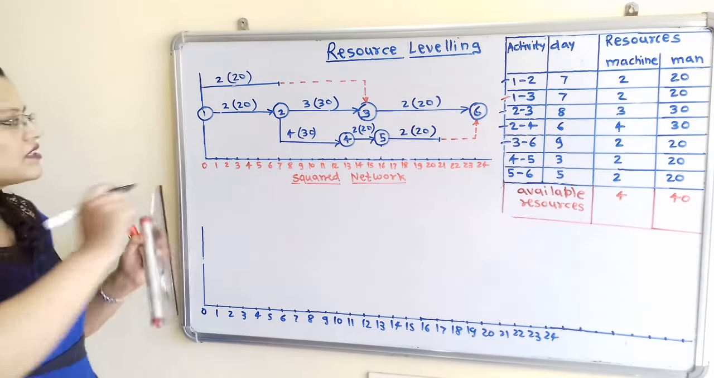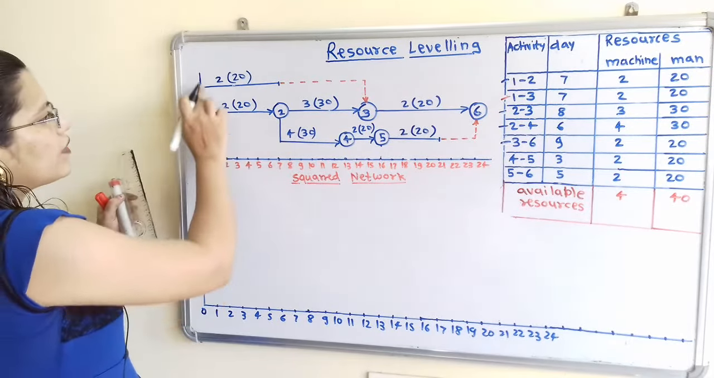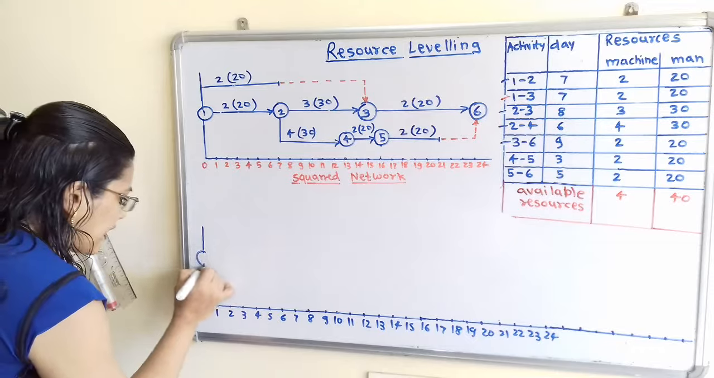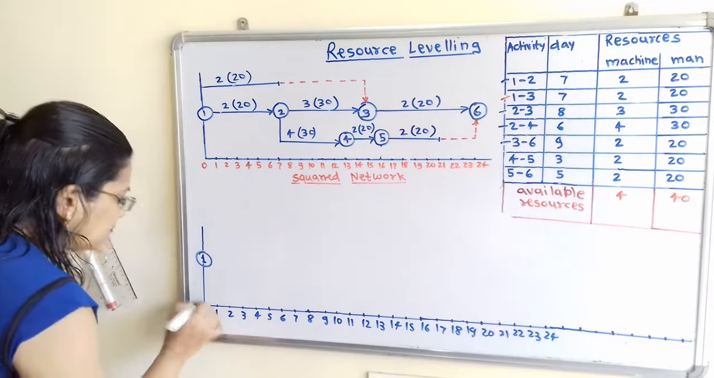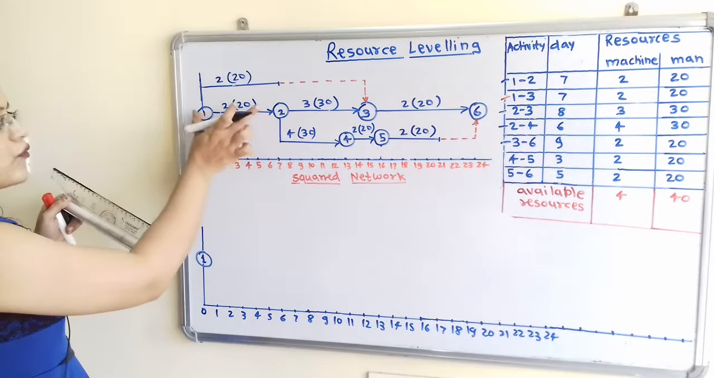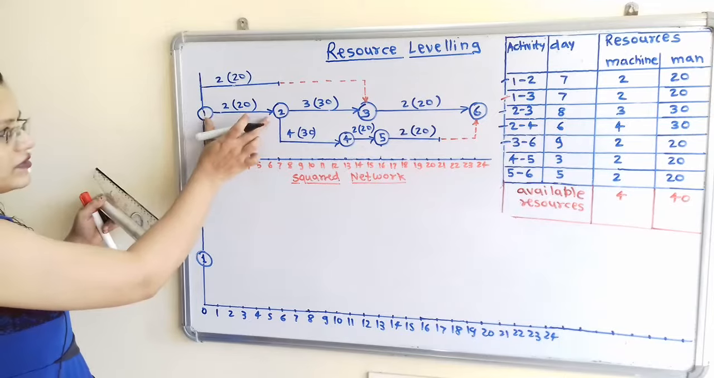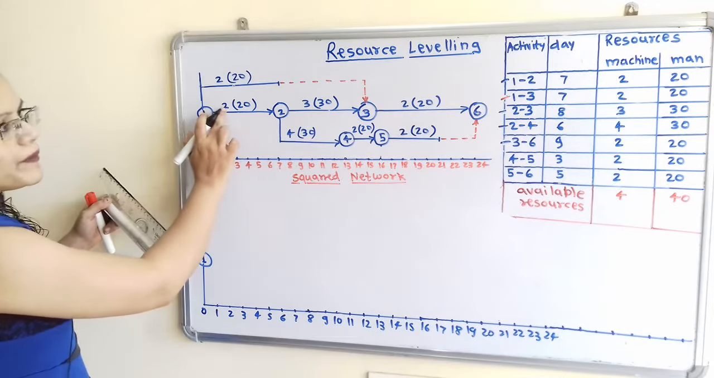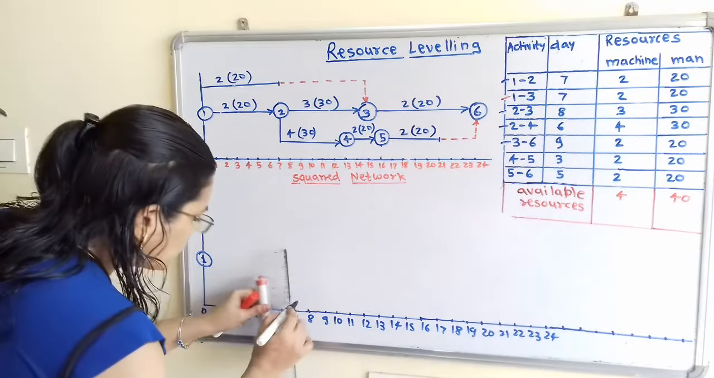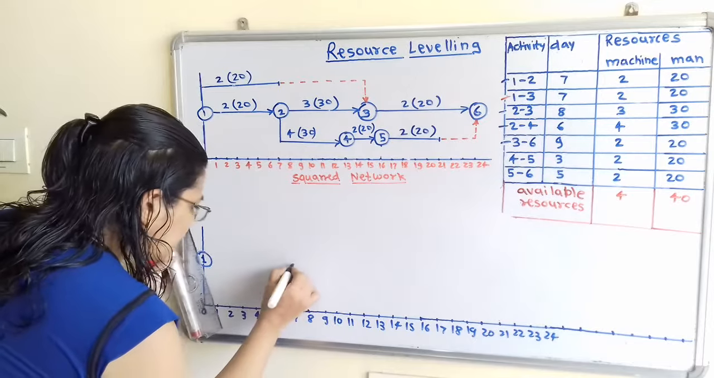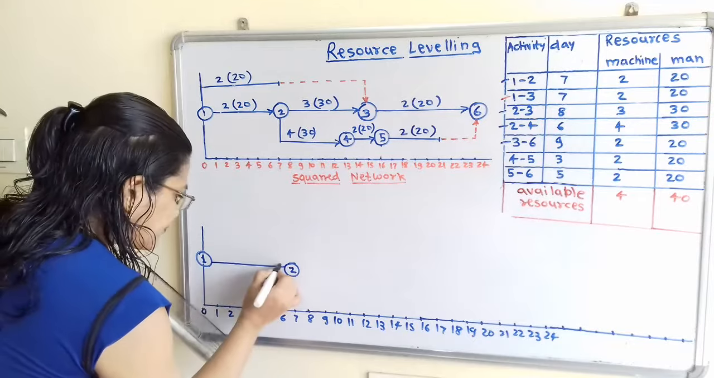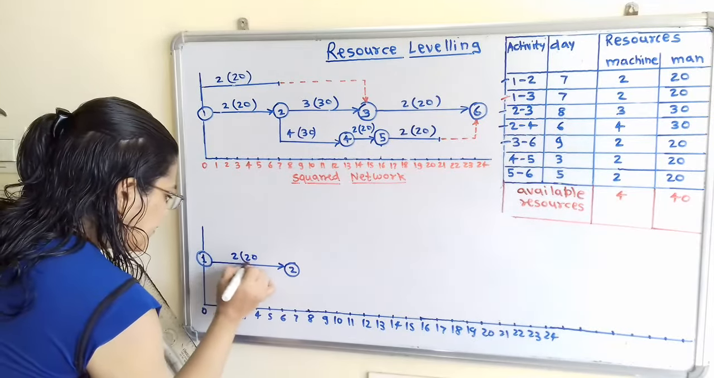Now we have to first consider the activities 1 to 2 and 1 to 3. So I will show here node 1 on the center line at time 0. Now for this 1 to 2, because this is a critical path activity, we have to consider this activity first. For this, 2 machines and 20 men are required and the duration is 7 days. So on the 7th day I will draw node 2 and complete this activity. So here 2 in bracket 20.